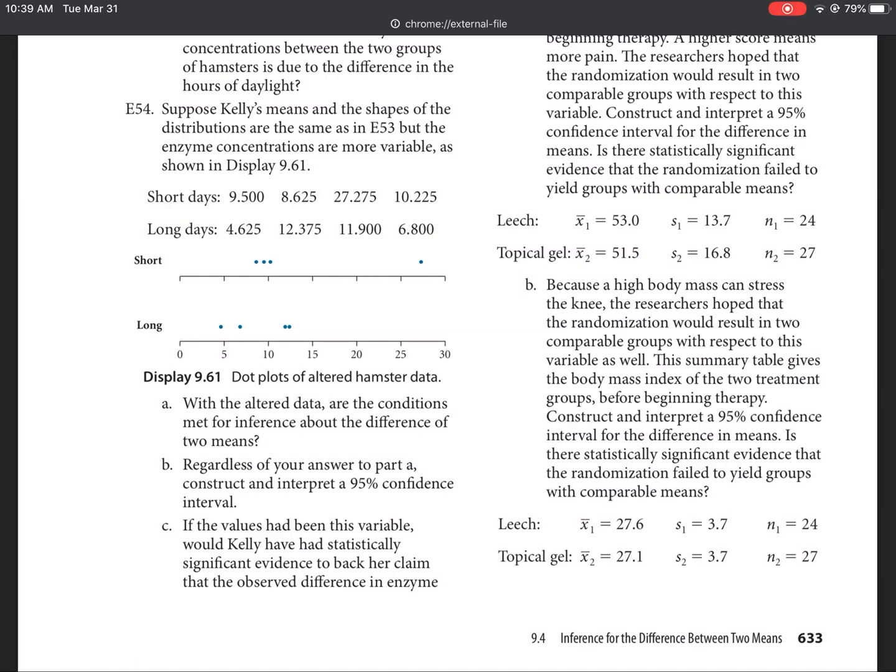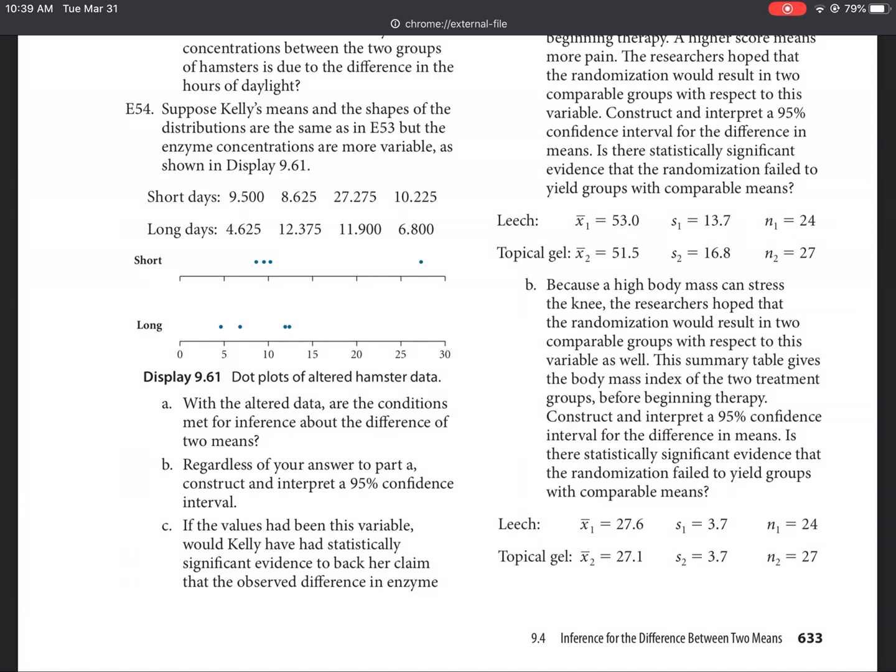They talk about how this is a factor that definitely would contribute to knee pain going in, and so if you ended up accidentally with a group of much larger individuals compared to a group with much smaller individuals, it might have more to do with their body mass than it does with the actual treatment that they're about to provide to them.